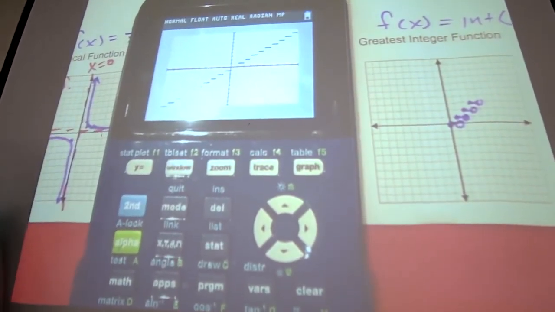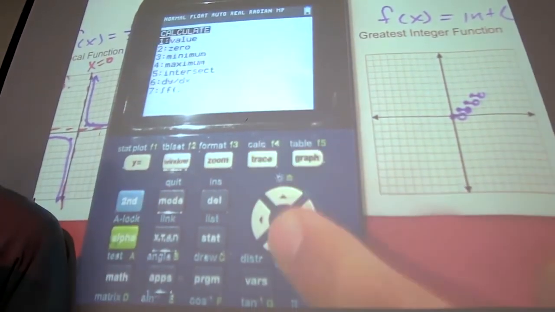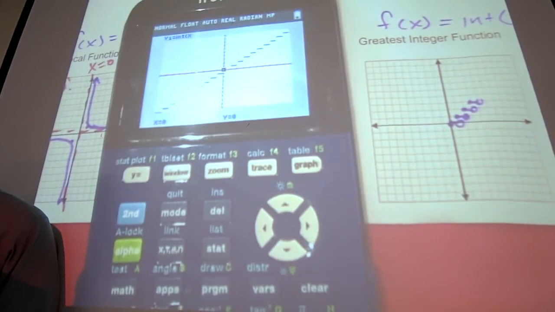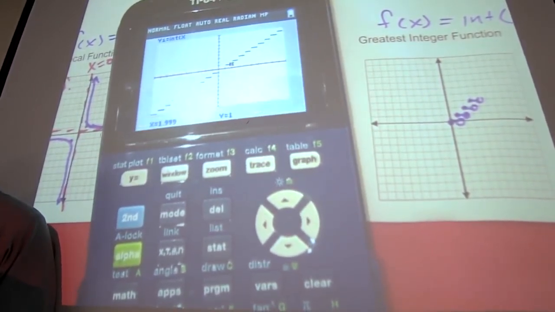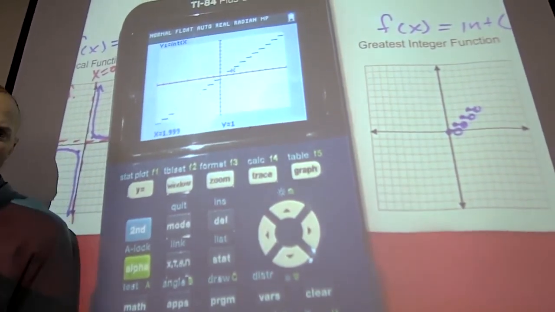Okay, this is another great way for you to plug in some numbers. If I go second trace value, I can plug in some numbers. If I want to plug in 0, I get 0. If I want to plug in 1.9999, it rounds back to 1, so it stays down there. Okay, it always rounds down.